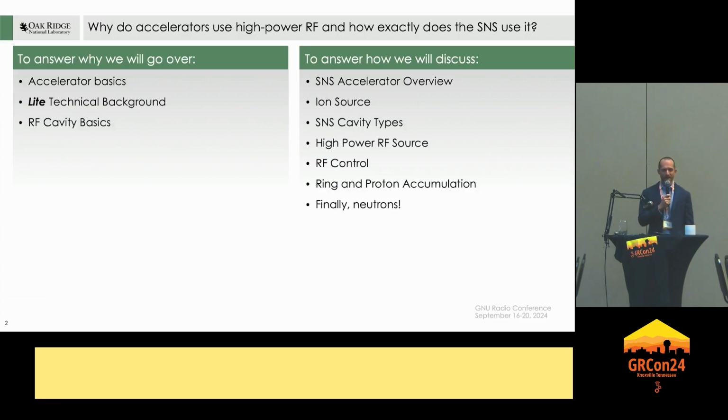Then when we get through that, and you have a little bit of an accelerator physics background, we'll talk about exactly how SNS puts RF to use. We'll talk about our ion source. We actually use 27 megahertz. The gentleman asked about use for 27 megahertz. We can use that to actually make plasma.